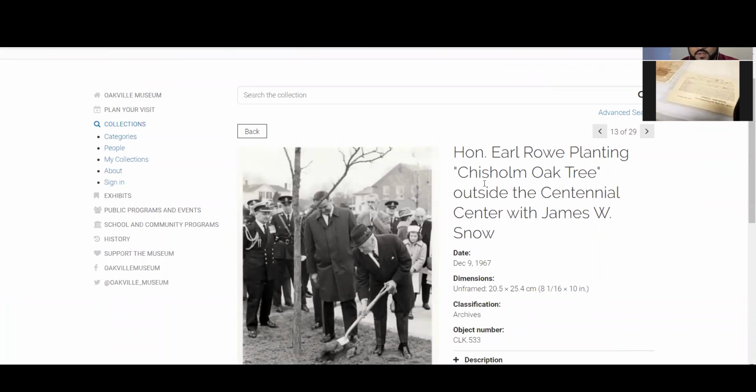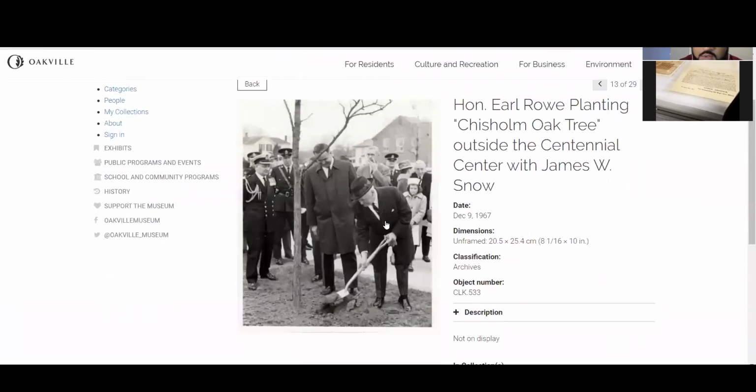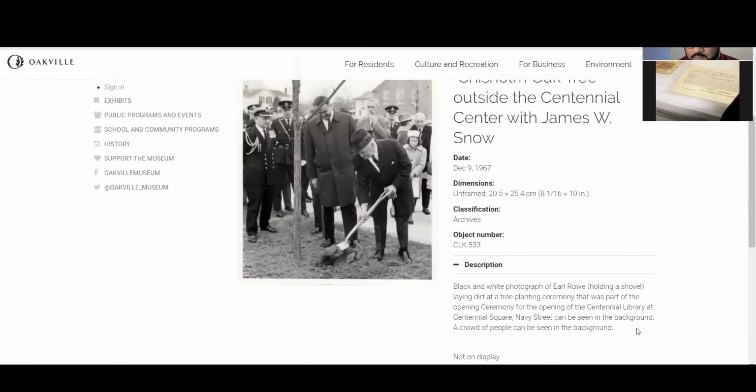Well, there's a Chisholm oak tree outside of Centennial Center with James W. Snow right here. So maybe we can see if this is still around today. Yeah, I wonder. I'm trying to picture that spot where they're planting that tree. I'm literally going to go by there later today and see if it's there. There we go.